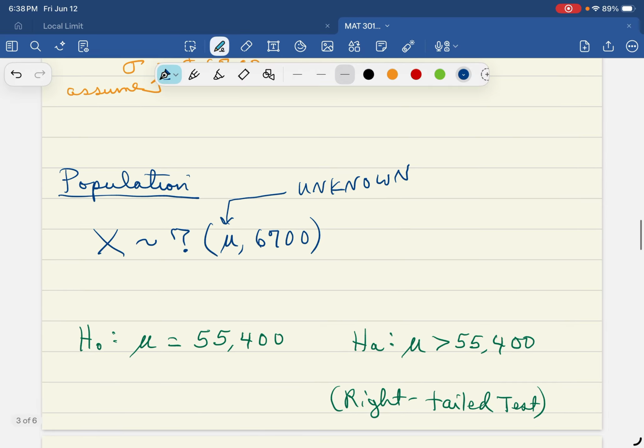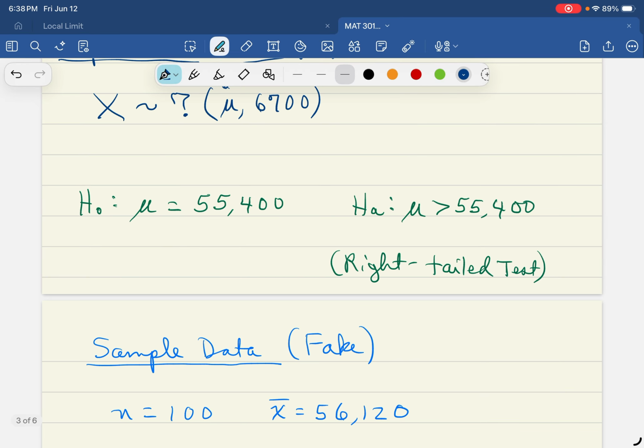So in order to conduct this test, we're going to need some sample data. So for the purposes of this video, I made up some numbers. So that's why I said sample data and then fake in parentheses. So let's assume we have data from a random sample of 100 classroom teachers from the state of Ohio. And from that sample of size 100, we observed a sample mean of $56,120.